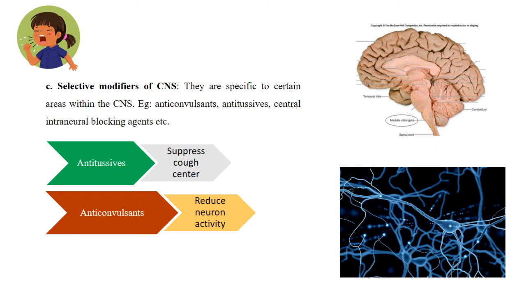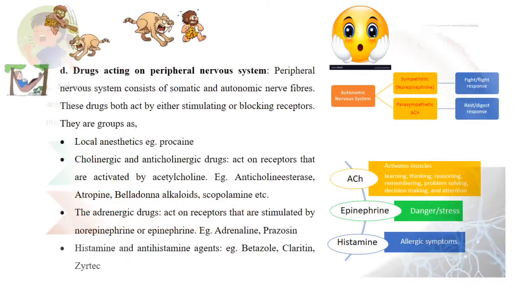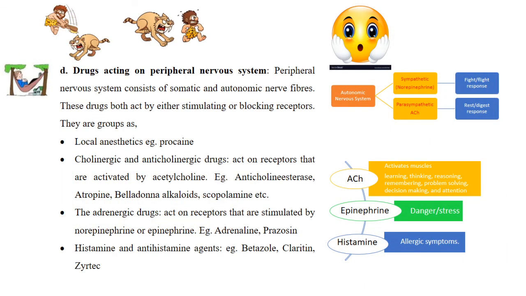And the last one is drugs acting on the peripheral nervous system. And again, in this peripheral nervous system, we have two: somatic nervous system and autonomic nervous system. Somatic nervous system is involved in voluntary movements, that is our sensory activities, waving our hands and moving our legs, walking, etc.